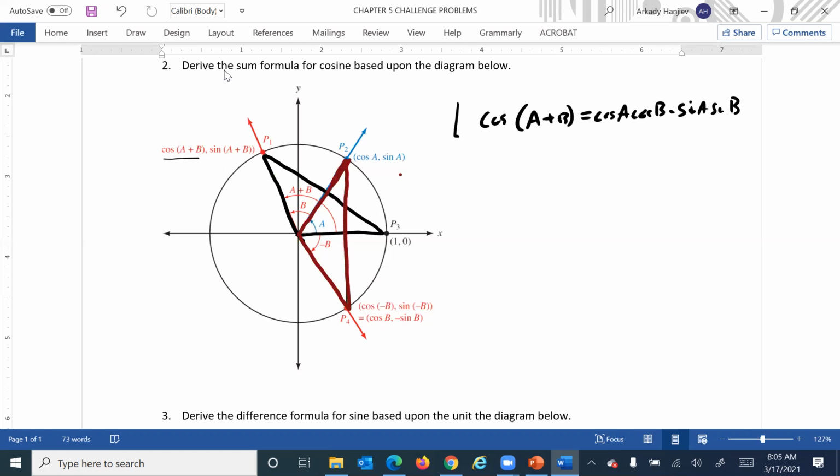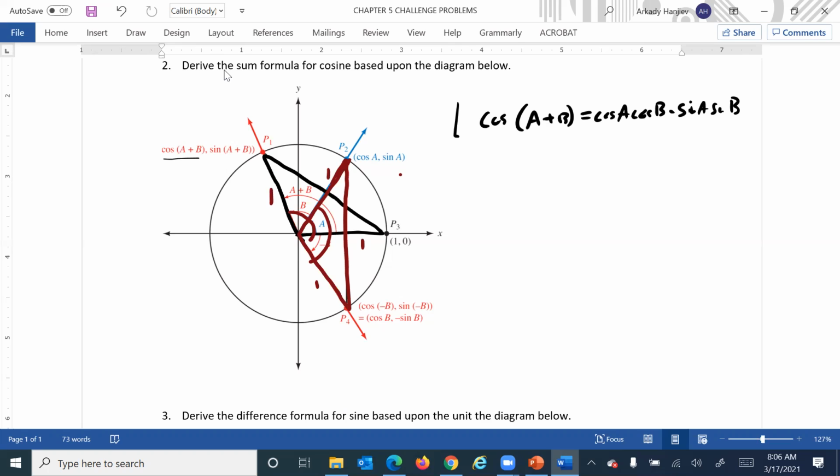And these two angles are technically congruent to each other, is that right? Because they technically have the same angle. This is an angle of A plus B. This is an angle of A plus B. And the sides are all the same. Sides are all 1 unit away from each other. That's how we did that one.